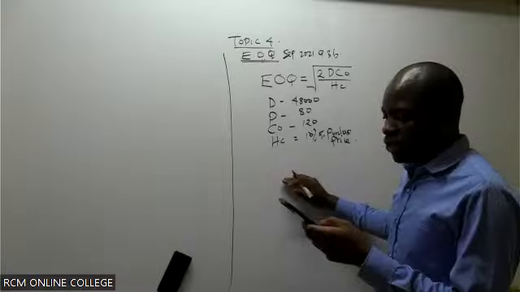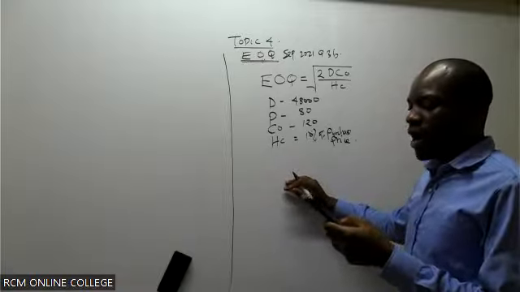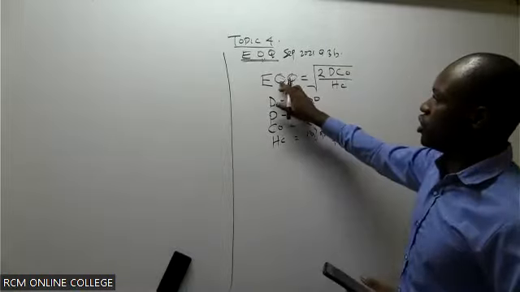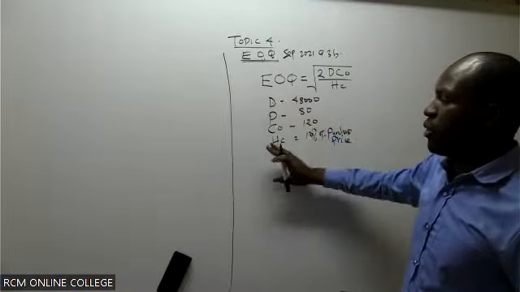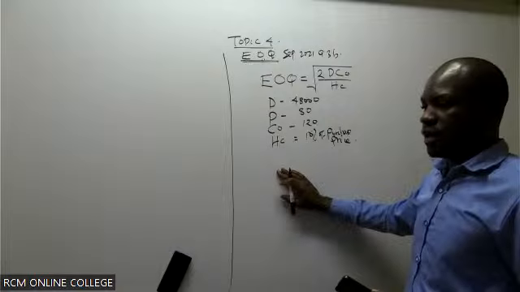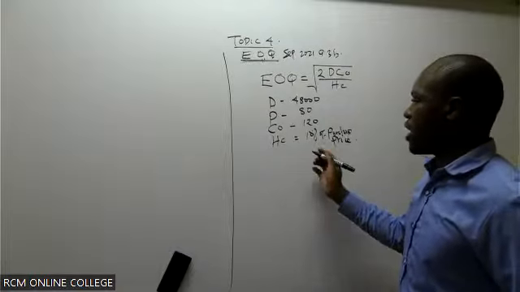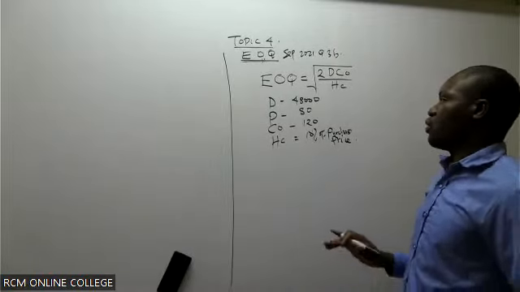The first thing they want us to do, they require the economic order quantity of raw material Y. With the information that I've provided here on the board, are you able to calculate the economic order quantity? The answer is yes. So why can't you go ahead and give me that economic order quantity? Then we do it together to compare the answers.